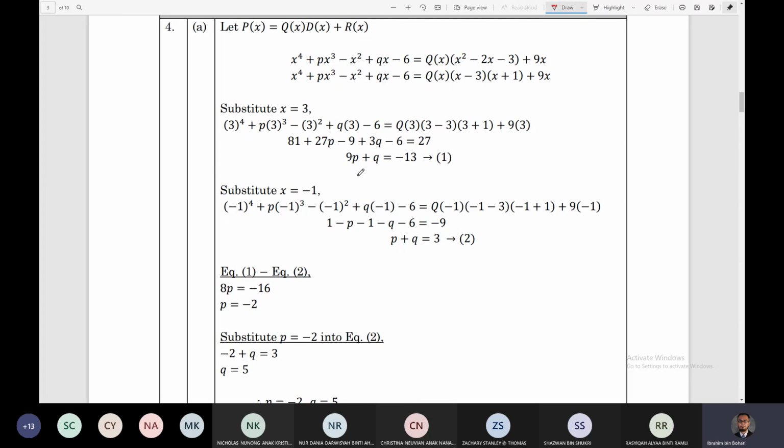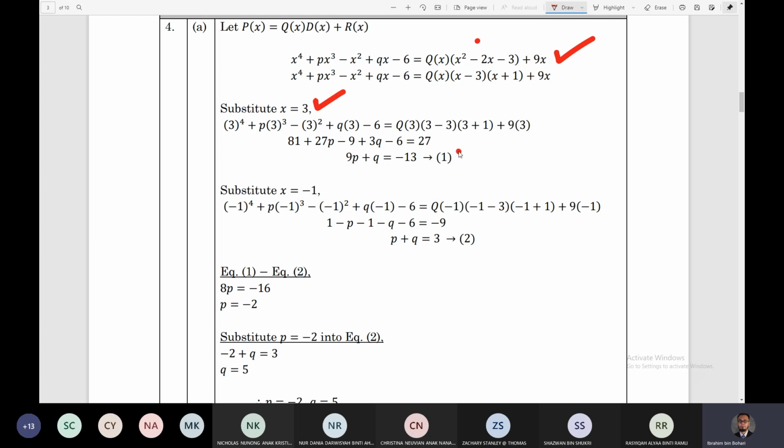Okay, question 4, polynomial P(x) equals x to the power 4 plus px cubed minus x squared plus qx minus 6 and divided by x squared minus 2x minus 3 with R(x) here equals 9x. Yeah, baca balik ya. This one Q(x) times x squared minus 2x minus 3 plus R(x). Ini punya first step. Okay, so R(x) here equals 9x. And the first value of x here equals 3. Okay, and substitute into the polynomial. And the first equation is 9p plus q equals negative 13.